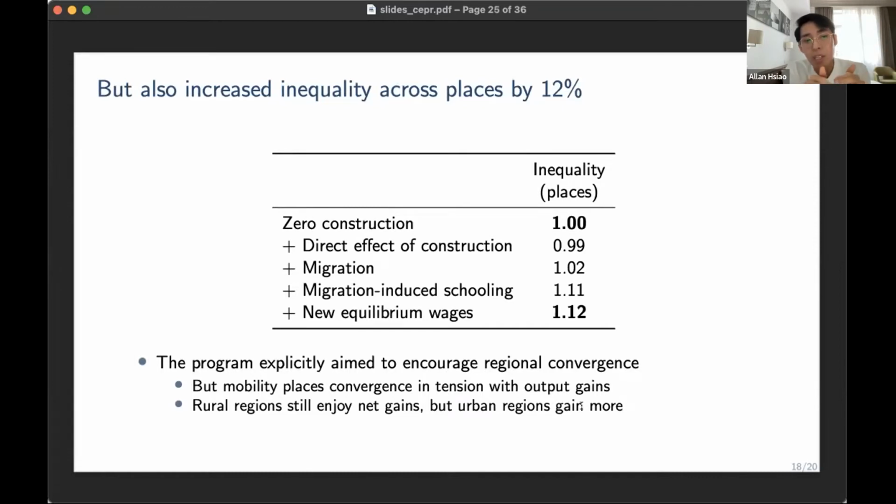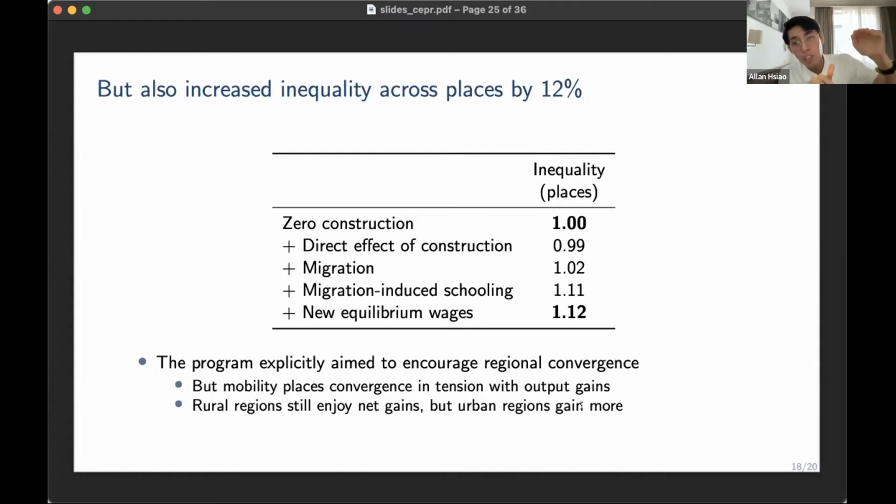This is important because of the program. Regardless of what we think as economists, should we think about places or people, I'd argue that we do care about places for political reasons. And that's actually what you see in practice. This program explicitly aimed to encourage regional convergence, but this mobility is going to place that convergence in tension with the output gains. What's happening here is those rural students are moving to urban areas. That's where their big gains are coming from.